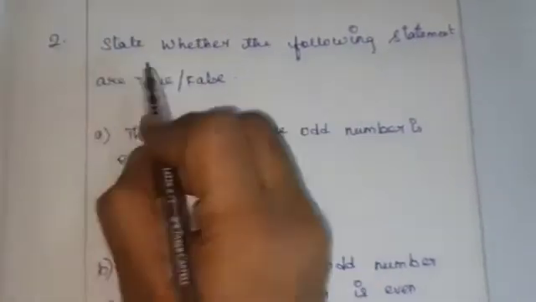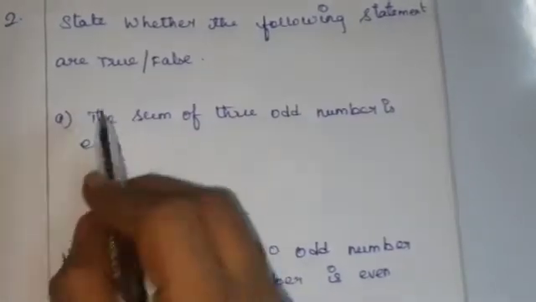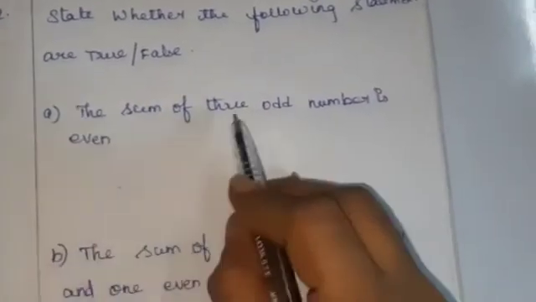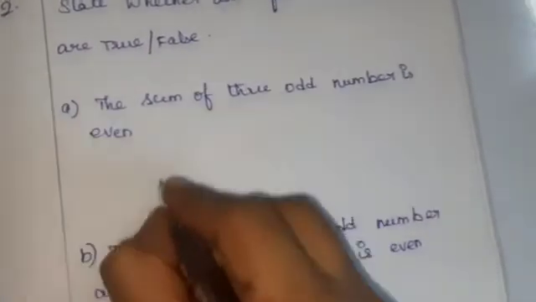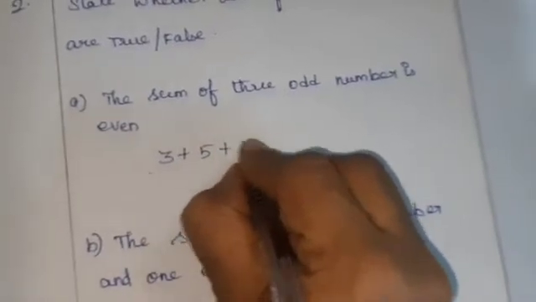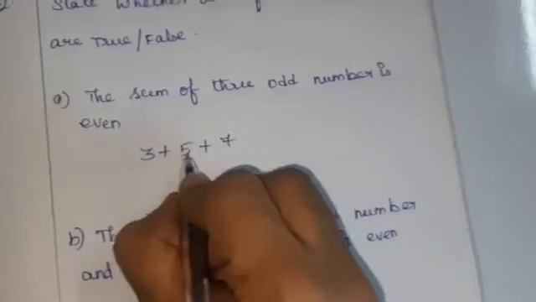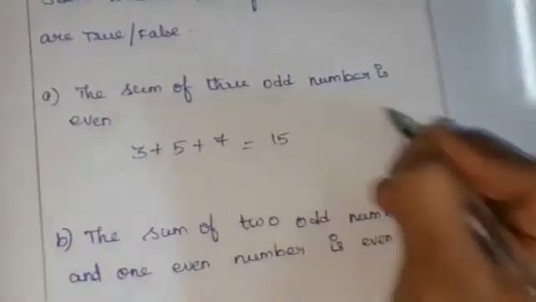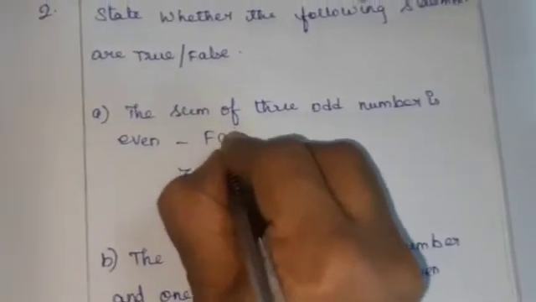Second problem, state whether the following statements are true or false. First statement, the sum of three odd numbers is even. Let's check with an example. 3 plus 5 plus 7. So 3 plus 7 is 10. 10 plus 5 is 15. The statement that the sum of three odd numbers is even is false.